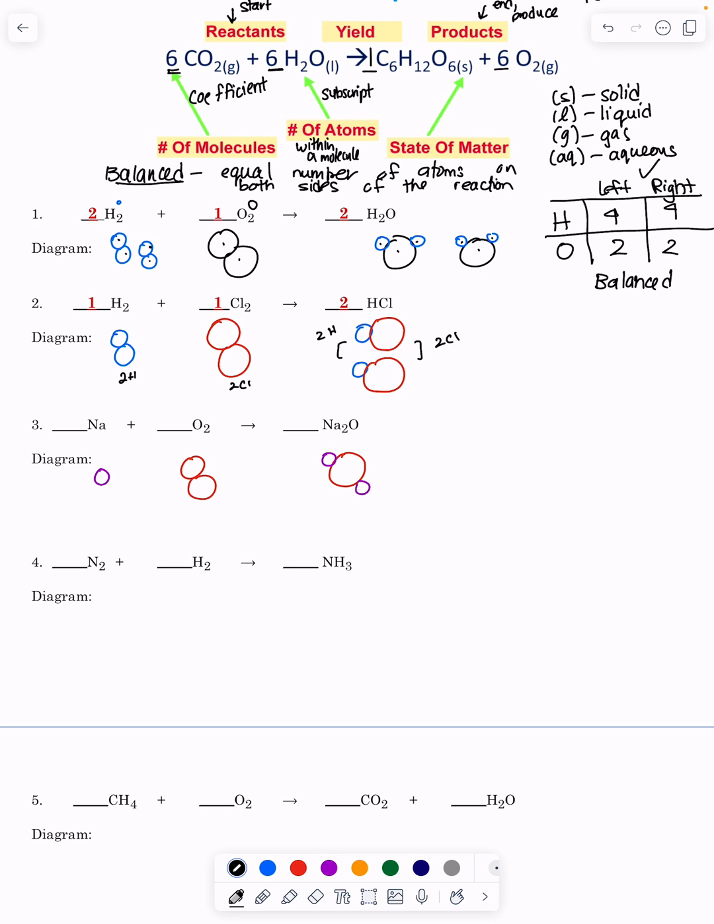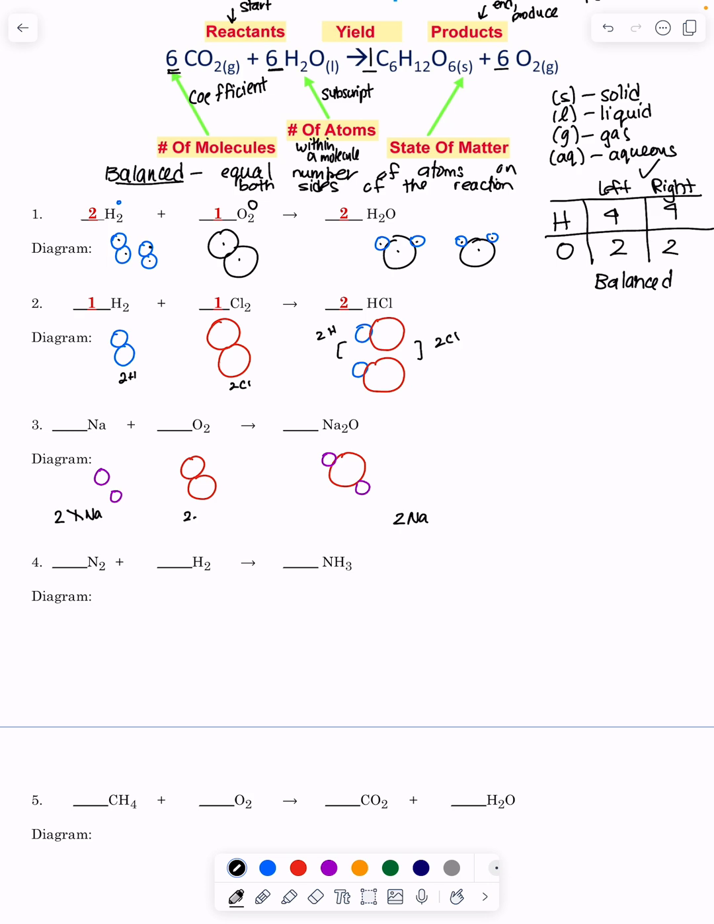So if I look at this right now, I have one Na over here, but I have two NAs over here. I need to add another Na onto the left side. And in doing that, boom, I now have equal amounts of Na. That's good. Let's see if there's another atom that is not in equal amounts on both sides.